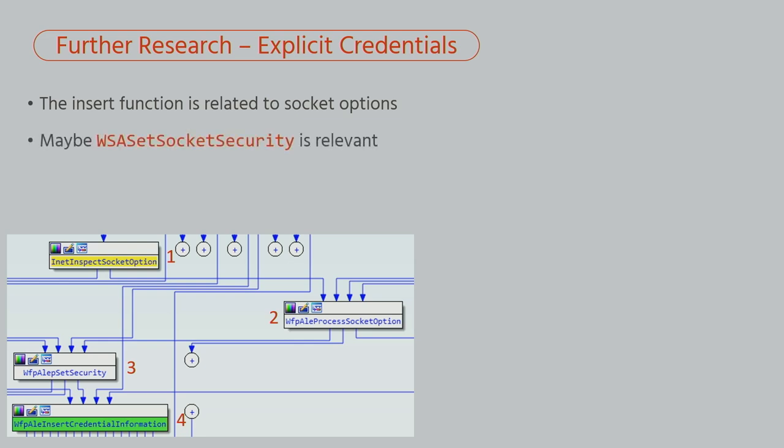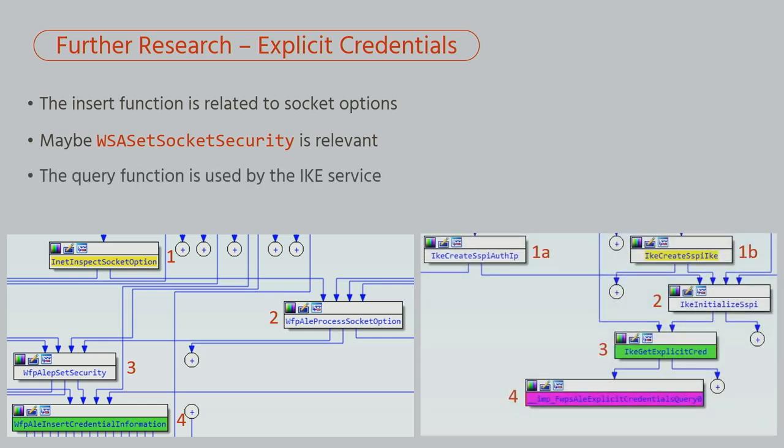So maybe the API WSA set socket security is somehow relevant. The Internet Key Exchange service uses the query function, and cross-references in this service show names like initialize SSPI and create SSPI IKE. So like you might guess, it is somehow related to SSPI. This is everything I found on explicit credentials stored in the TCP/IP driver. I encourage the community to dig into this subject and finish this research.